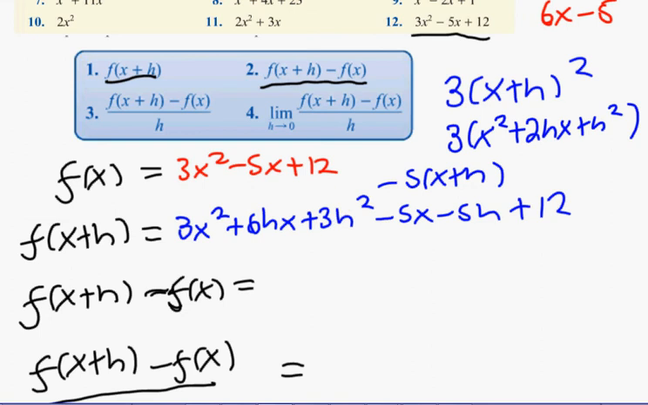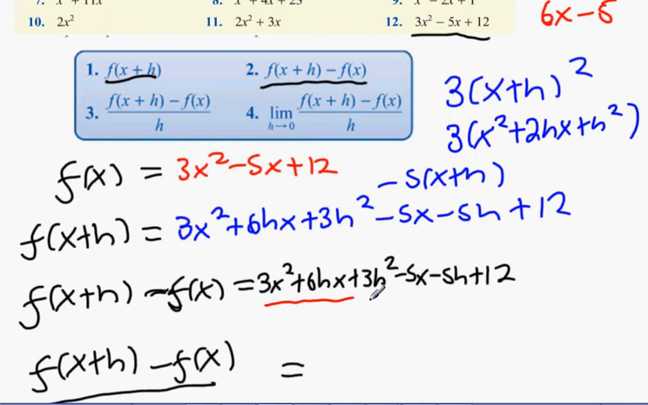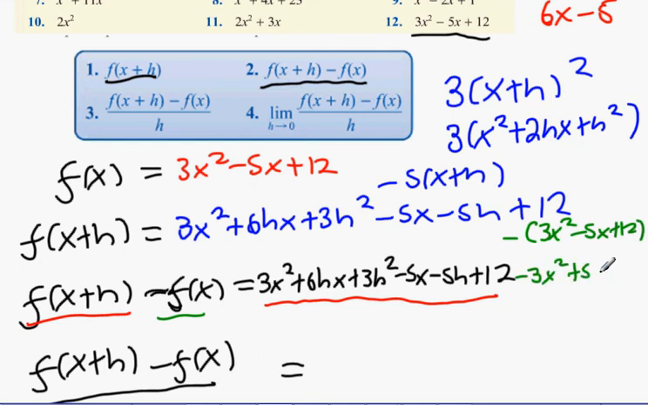Now guys, what we're going to do next is we're going to put all of this in. Our 3x squared plus 6hx plus 3h squared minus 5x minus 5h plus 12. This represents which part of the function? Represents the x plus h. Now to put in the f of x part. Minus 3x squared minus 5x plus 12 turns into minus 3x squared plus 5x minus 12. Look what cancels. 12 cancels, 5x cancels, 3x squared cancels. Everything that's left usually always has an h in it.